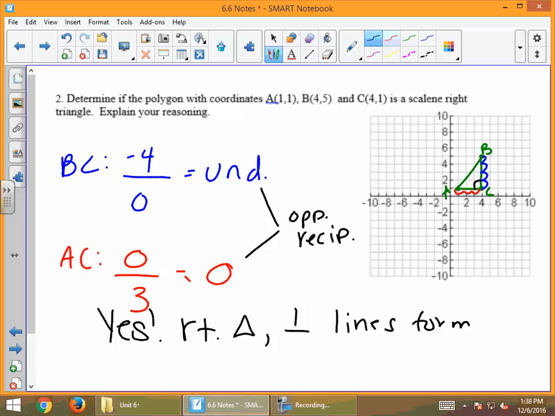And again, our reason: perpendicular lines form a right angle. So we have a right triangle. So you need some sort of explanation to say that there's a right angle. So we just showed that it's a right triangle. We now have to show that it's a scalene triangle. So we have to find the distance of all 3 sides.